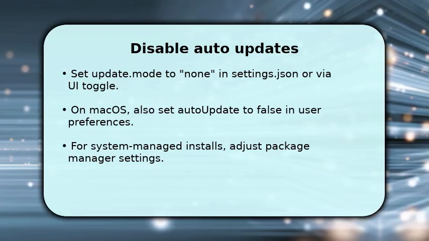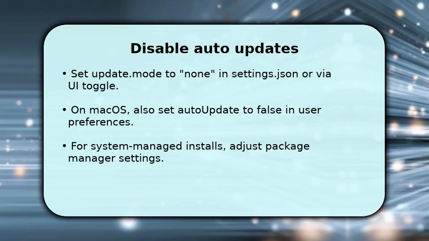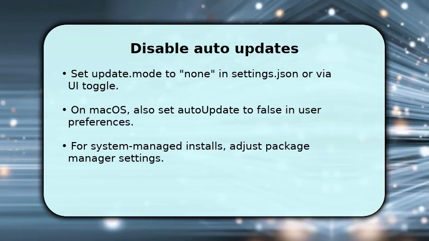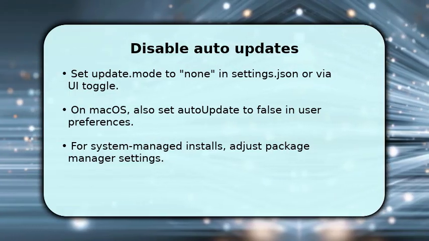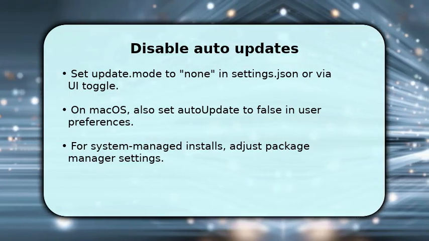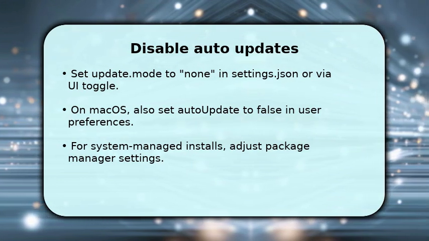On macOS, make sure auto-update is false because the platform sometimes uses a separate key. If you installed via a package manager like apt, yum, or homebrew, you must opt out there too. Otherwise, the package manager will reinstall updates. Once changed, save settings and restart VS Code to apply them.